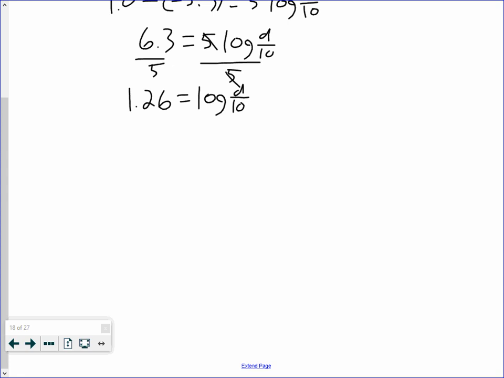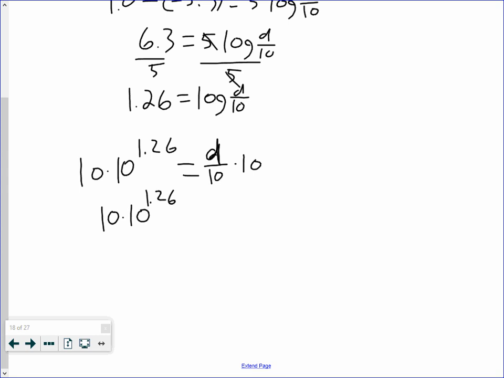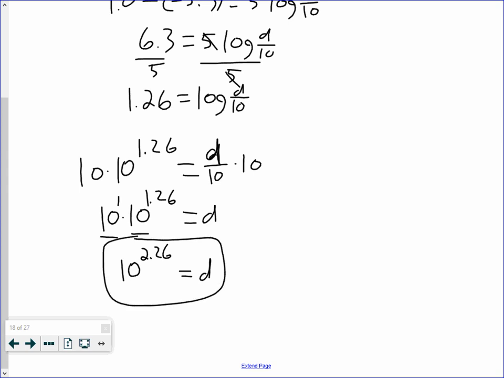And now we're going to change it from a log to an exponential. So we get 10 to the 1.26 equals D over 10. Then we'll multiply by 10 on both sides to get 10 times 10 to the 1.26 equals D. And since both of these have the same base, we can add the exponents together. So we have 10 to the 1 times 10 to the 1.26. We can add them together to get 10 to the 2.26 equals D. And that's going to be our answer.